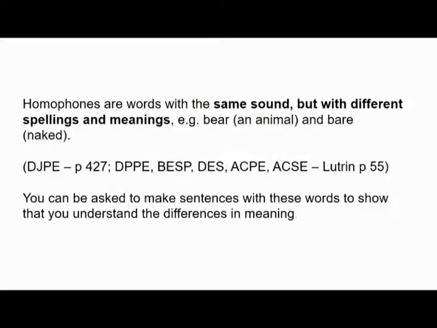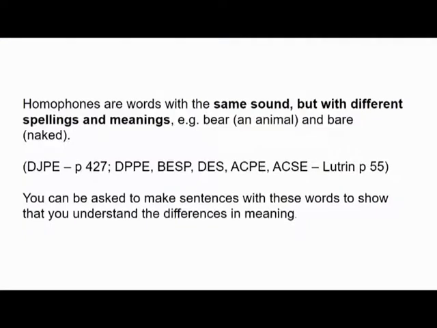Homophones, on the other hand, are words with the same sound. Homophones are the words with the same sound, because a phone is a sound. But they differ in spelling and meaning. For example, bear, like in B-E-A-R, is an animal, but bare, B-A-R-E, you can hear they sound the same, but they are different in spelling, which means naked.